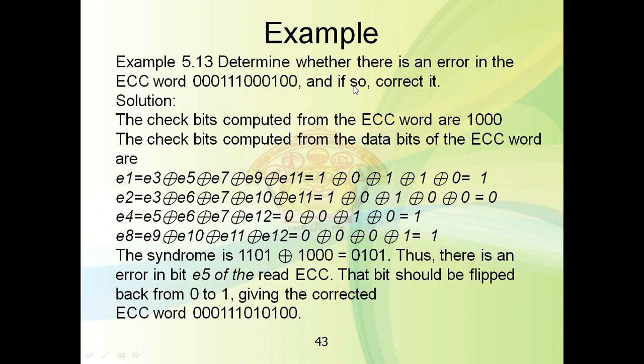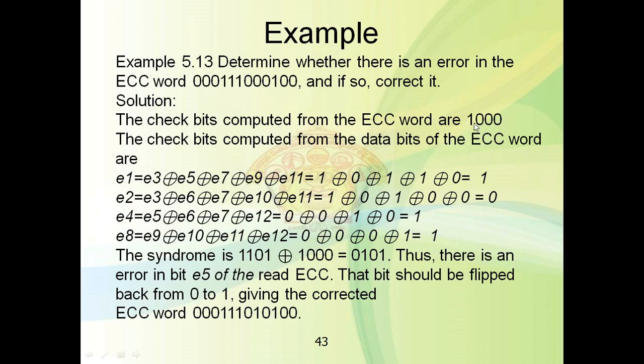If an error has occurred, we have to correct it. Now, the first step is that we have to write the check bits up. We have to read the check bits. So this is 0 0 and this 0, and the 8th position. So this is the 8th position. Okay, so 1 0 0 0, this is the check bits.